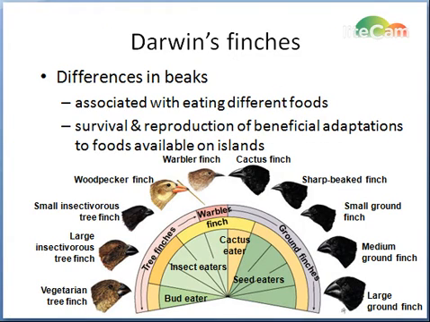This next picture shows again the different types of beaks that are found in Darwin's finches and how those are associated with eating different foods. So the survival and reproduction of a beneficial adaptation to food being available on the islands is what is responsible for new speciation.